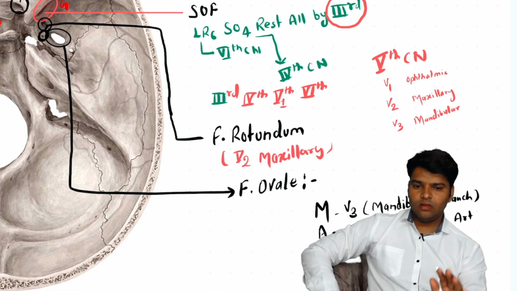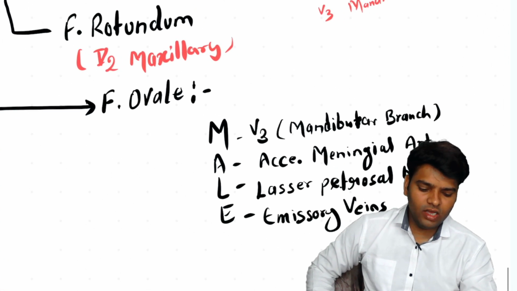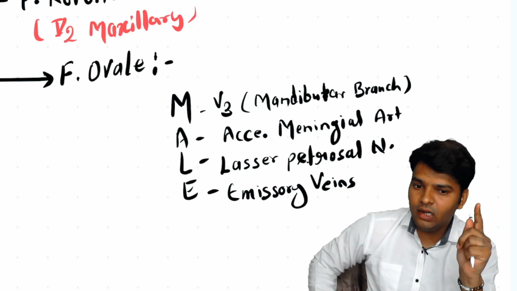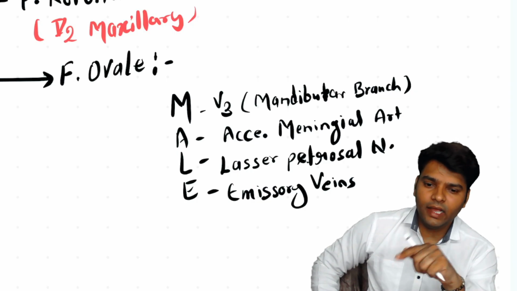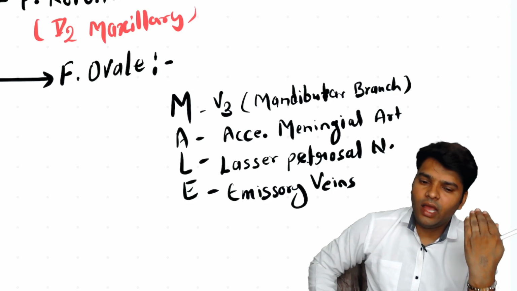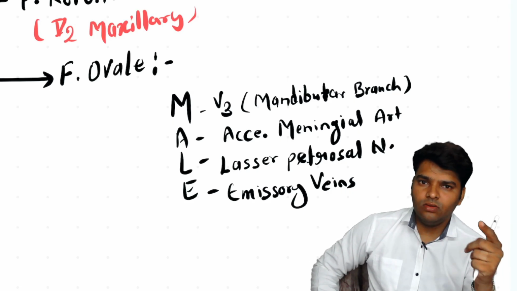So we have made a mnemonic. This is the mnemonic MALE. The first M means V3, the mandibular nerve, which is a branch of the trigeminal nerve, and the accessory meningeal artery, and the lesser petrosal nerve, and emissary veins. These are the structures passing through the foramen ovale.